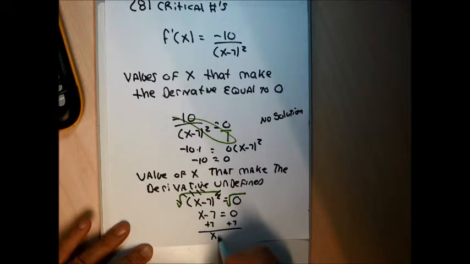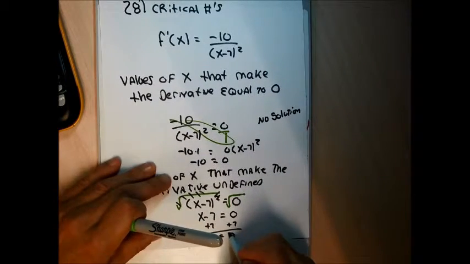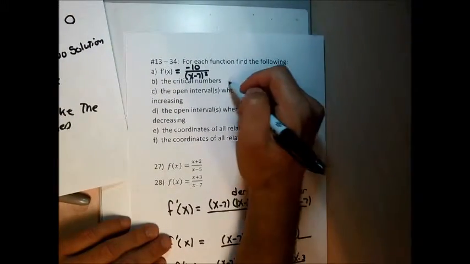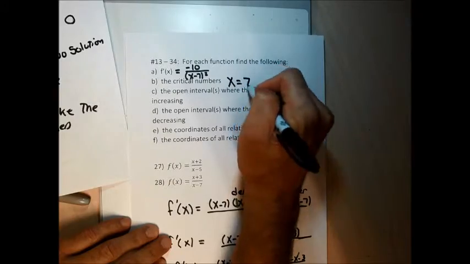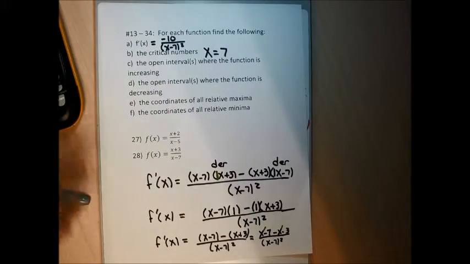So the only critical number I get is x equal to 7. Unlike square roots, the graph will exist on either side of this critical number. So for my critical number, it's going to be x equal to 7. And let me move on now and do C, D, E, and F by my calculator, then I'll confirm them by hand.